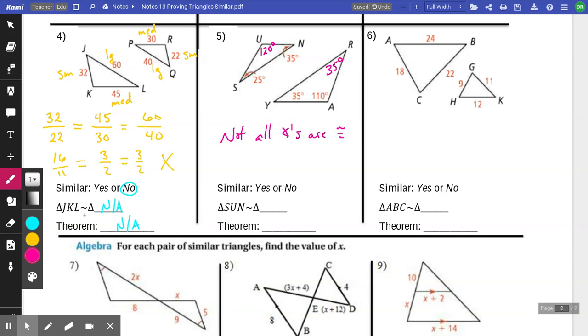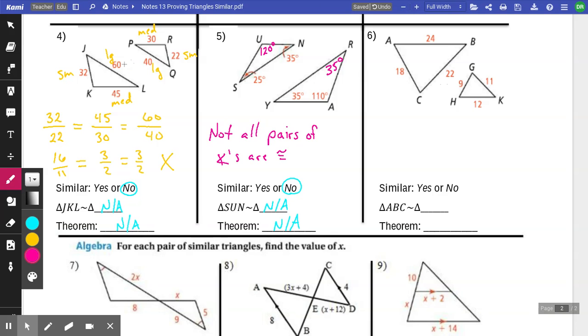And that means that these are not similar triangles. So we won't make a similarity statement or claim any theorem. Okay, and I went ahead and revised my statement to say not all pairs of angles are congruent. Okay, so let's check this last example, example 6.